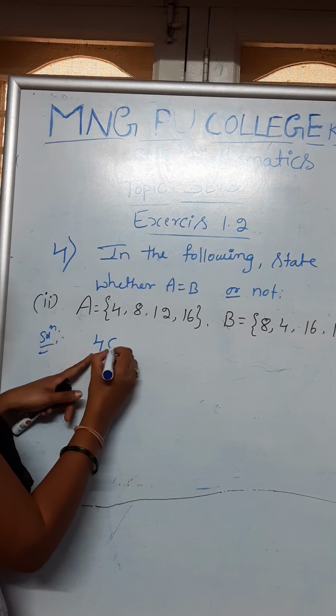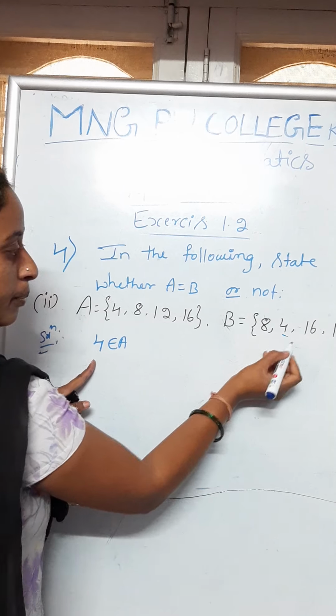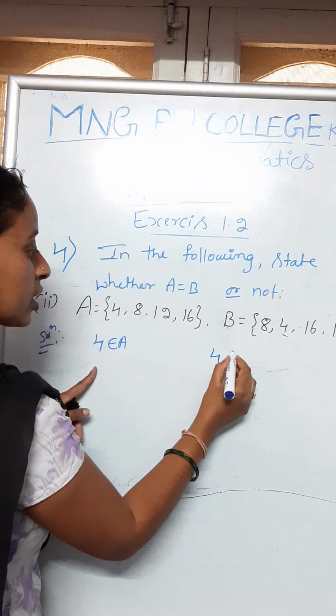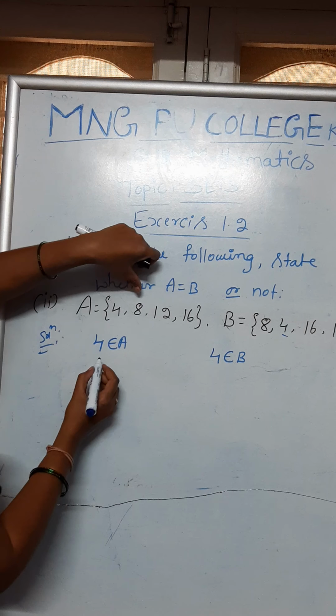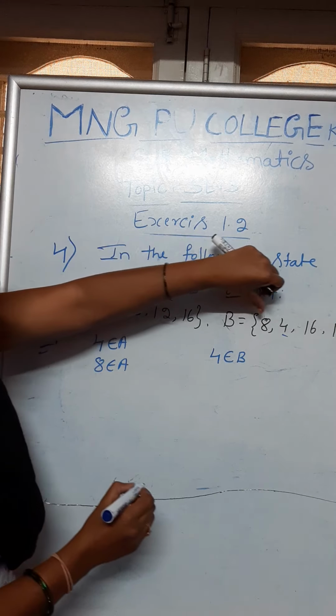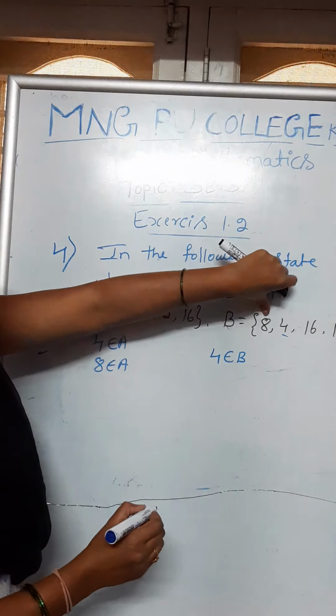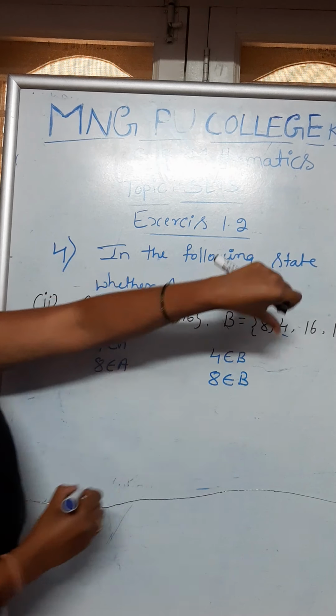4 is an element of set A and 4 is there in the set B also, no? Therefore 4 is also an element of set B. The next element is 8. 8 is an element of set A. So check here in the set B. Yes, 8 is there. 8 is also an element of set B.